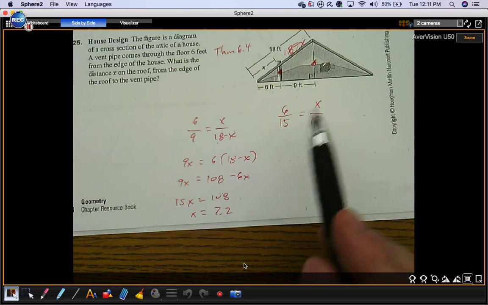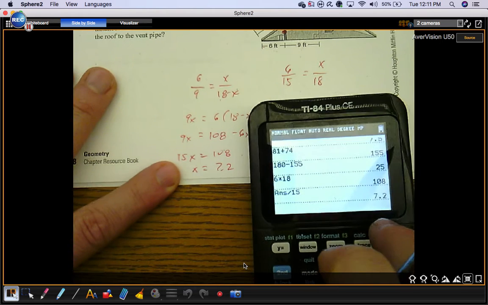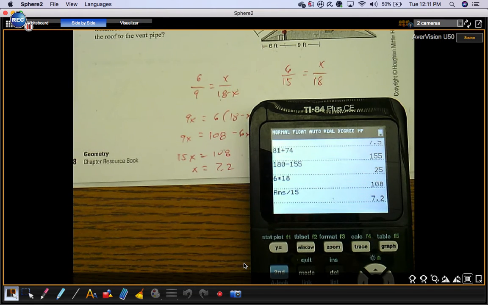Now, what happens over here? Well, I guess I can show you my calculator. We're going to do 6 times 18 and then divide by 15. Does that look familiar? Yeah, it's the same thing we just did. It's 7.2.